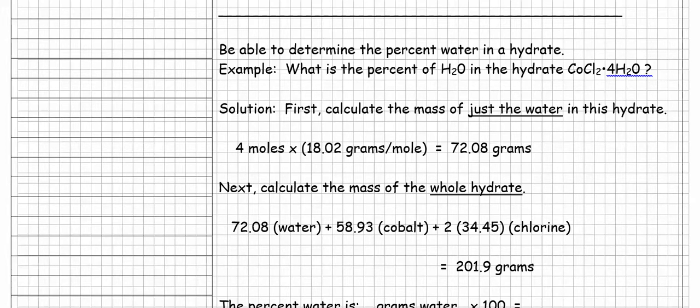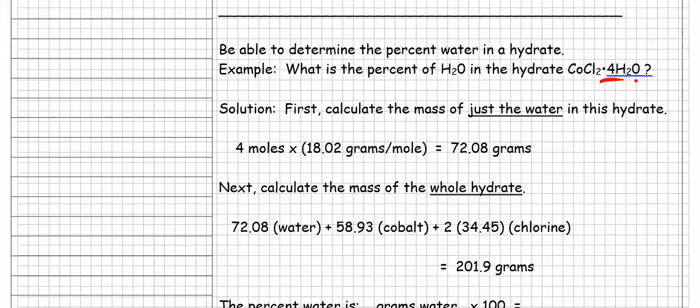How are we going to determine the percent water in this hydrate? Well, here's what we're going to do. First thing we're going to do is calculate the mass of just the water. So remember, 1 mole of water weighs 18.02 grams. So we're going to say 4 moles because there's 4 moles of them. 4 moles is 4 times 18.02. That's going to be a total of 72.08 grams, right?